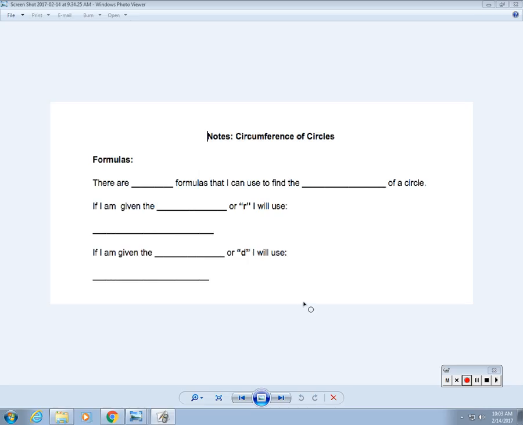Okay, so here you have a circle. This would be the diameter. The diameter goes all the way through from side to side, circumference to circumference through the center.